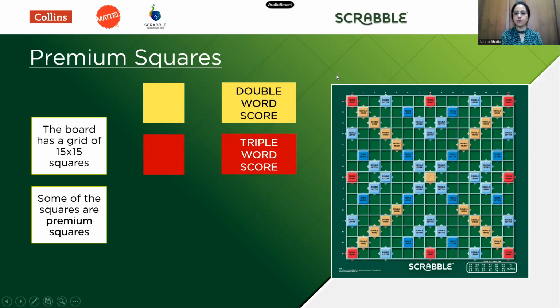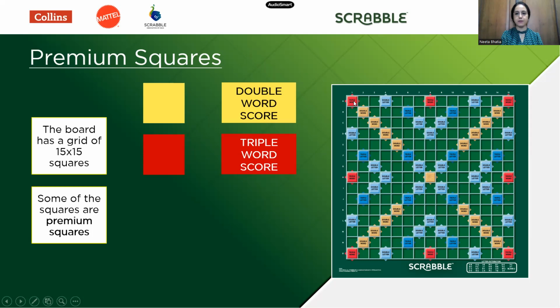Along the boundary of the board, around these edges here, you see these red squares, and these are your triple word score. So if one of your tiles in the word you played touches this triple word score, the points for the entire word will get multiplied by 3. Let's take the example of cat again. If we play the word cat coming on this triple word, that's 3 points for C, plus 1 for A, plus 1 for T, that makes it 5 points.